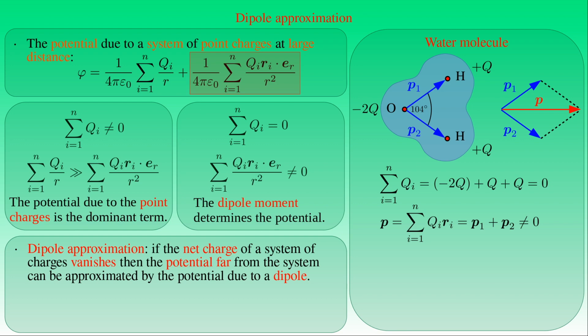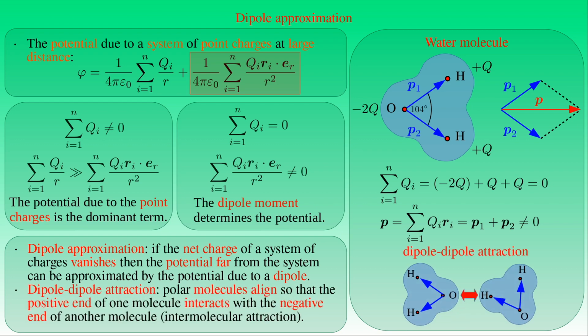As a result, dipole-dipole interactions can be observed between polar molecules which align so that the positive end of one of the molecules interacts with the negative end of the other one. Since we talk about an interaction between molecules, we also call it intermolecular attraction, and we can describe it by the dipole approximation of the potentials of the individual molecules attracting each other.